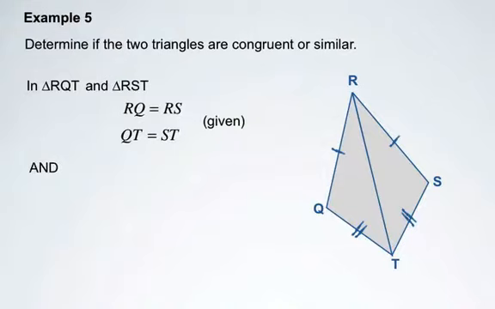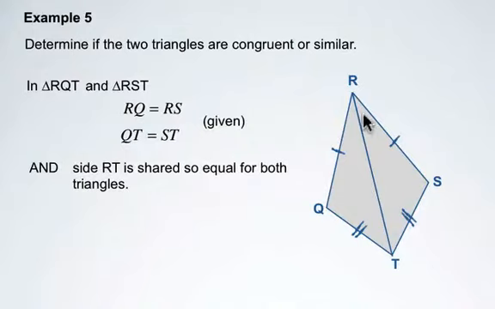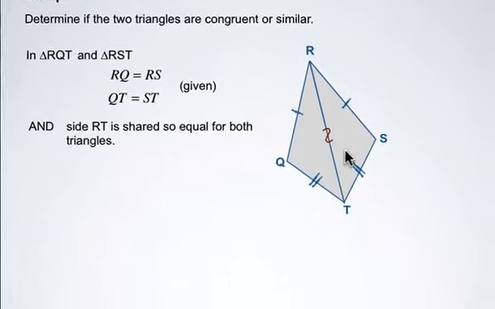So all of that information was given, and we should be able to recognize that in this question, side RT, the one right down the middle here, is shared. Therefore, it's equal for both of the triangles. So you can see it's shared for both of those triangles on the left and on the right.